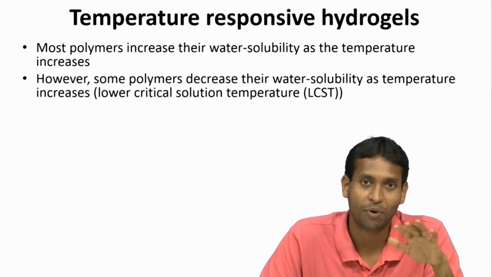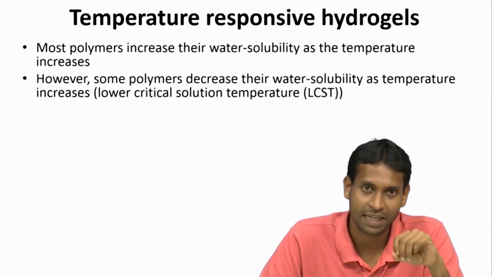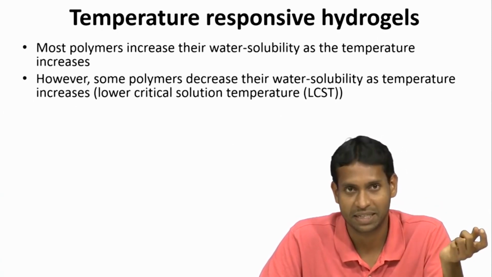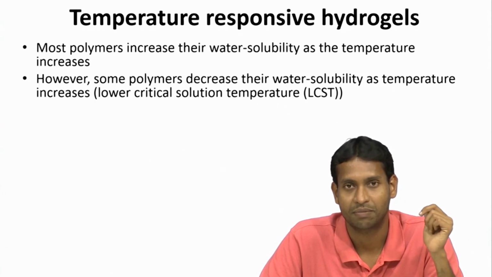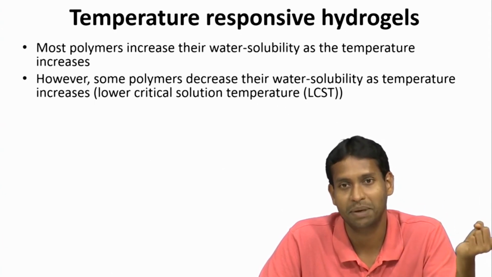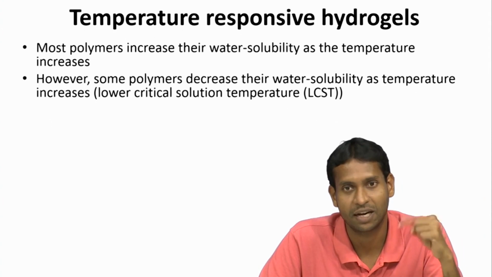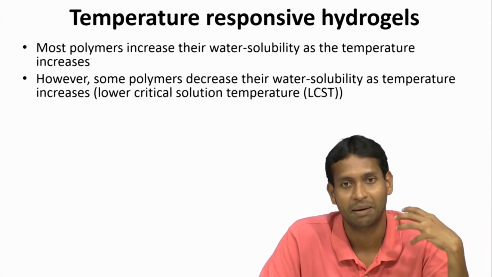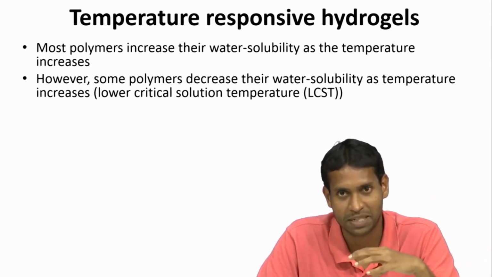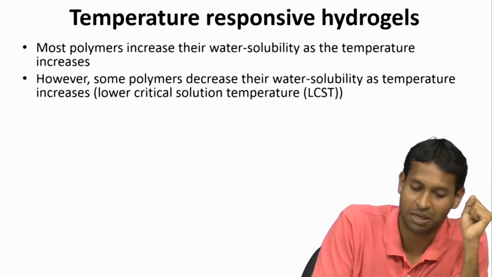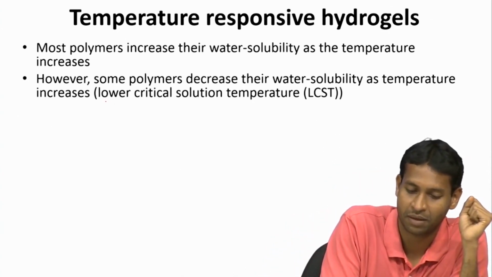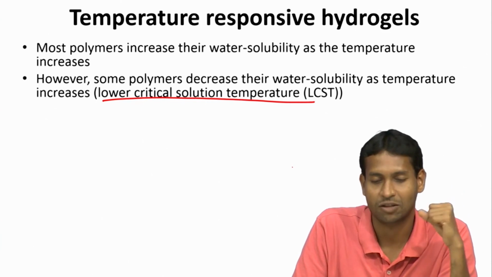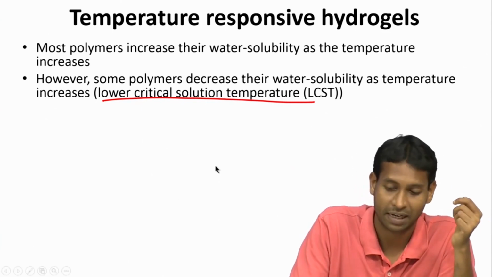However, there are some polymers that actually decrease their water solubility as the temperature increases, which basically means that as you heat them up, their solubility will go down. So, if they are already soluble and you heat them above a certain temperature, they will start to precipitate out. Such polymers are called LCST, which is nothing but lower critical solution temperature.